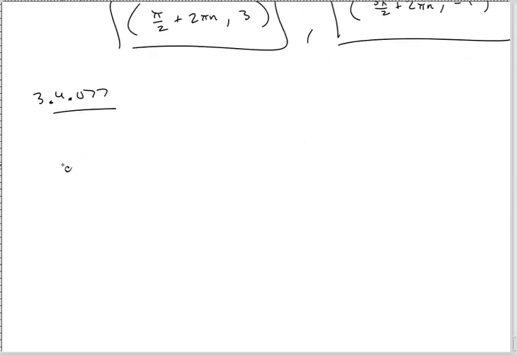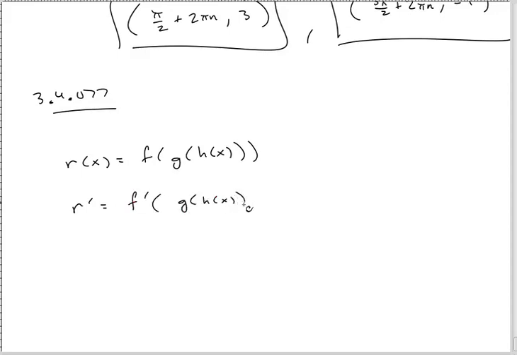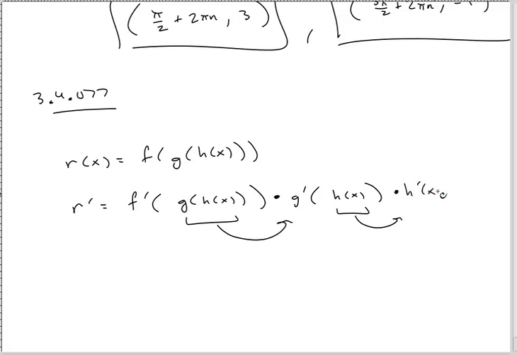34077. So I've got r of x is equal to f of g of h of x. Wow. And I think they give you this. I don't know. I'm just going to give it to you. How do you find the derivative of this? It's f prime of g of h of x. So you leave that all alone. But then you say derivative of this, you would have g prime of h of x. And then you say, what's the derivative of that? So you get h prime of x.